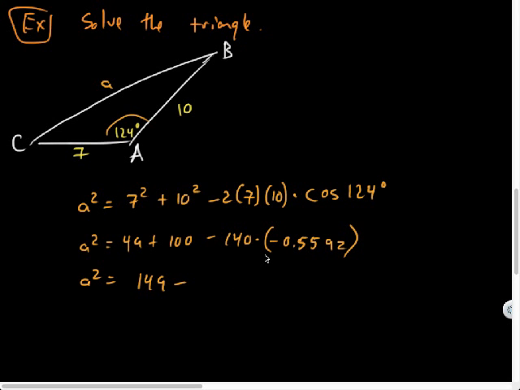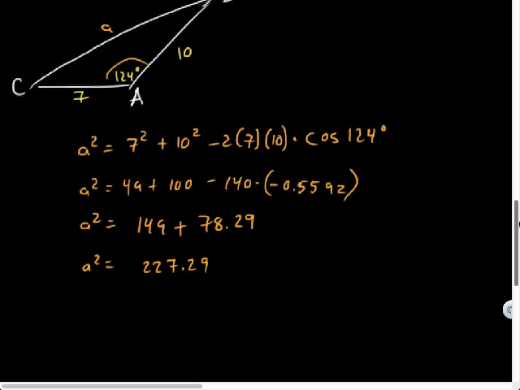All right, so just be aware of that. I'm actually going to multiply the 140 by my cosine here. And actually the cosine was negative. Negative times a negative, this is going to become a plus, right? Okay, so that gives 78.29 roughly. So a squared is equal to that plus 149. So I get 227.29. And now how would I get a by itself, do you suspect?